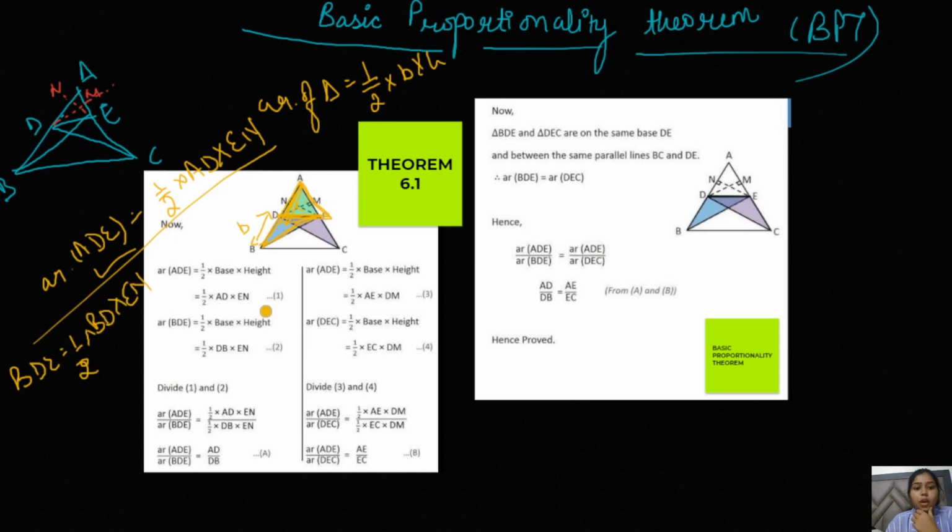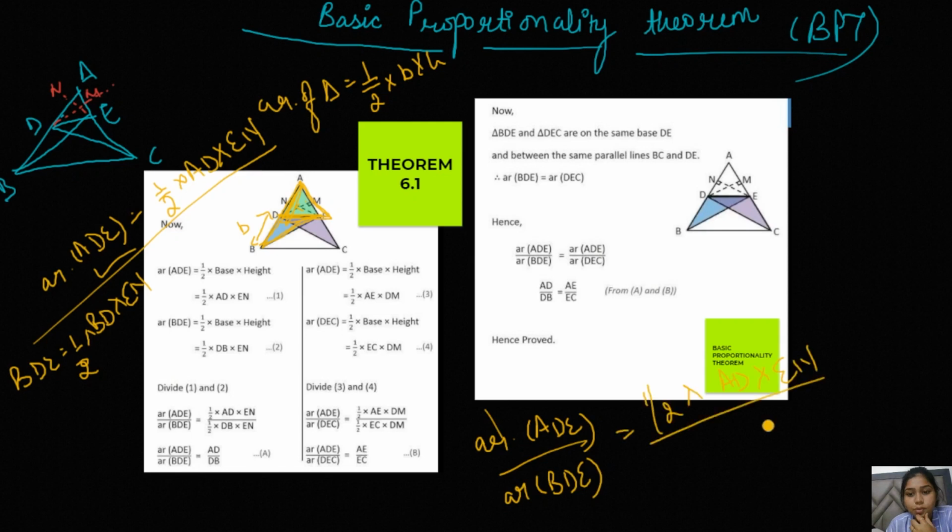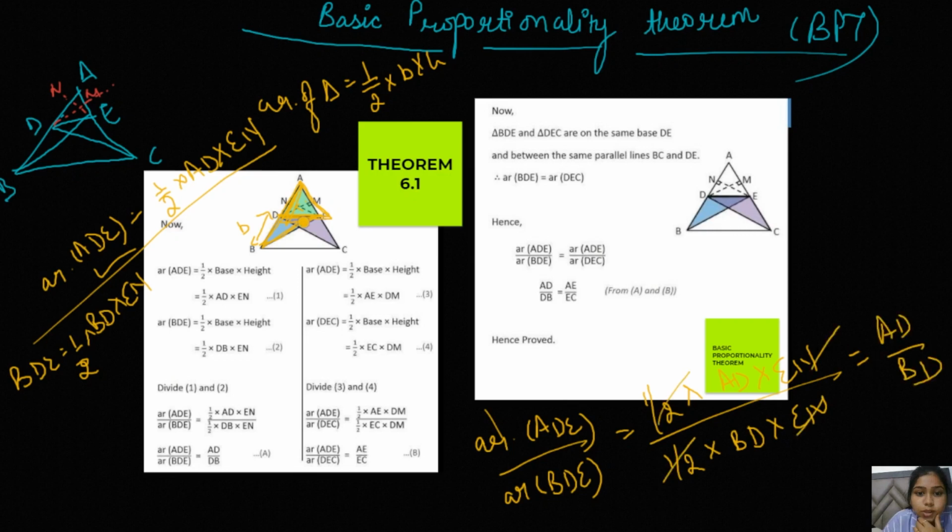Now what you have to do is divide both of the equations. When you divide both of these equations, you will see that you can cancel out two things. Half will be cancelled out, and EN, the height, is the same in both cases, so you cancel EN too. You will get AD divided by BD. Similarly, you have to perform the same with DEC and ADE, taking AE as the base. Then you will get AE and EC. What you will get is this.